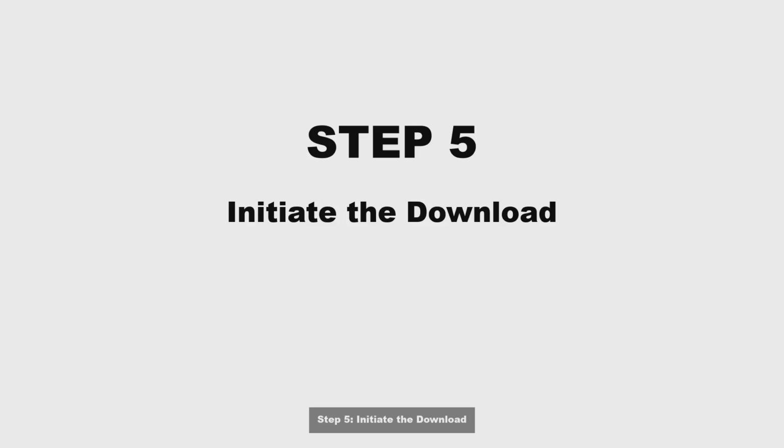Step 5. Initiate the download. After selecting the data, look for the download button or link. Click it to start the download process. Depending on the amount of data, this may take some time. Once the download is complete, you will have a copy of your ProtonMail data stored securely on your device. Always ensure to keep your downloaded data safe and secure.